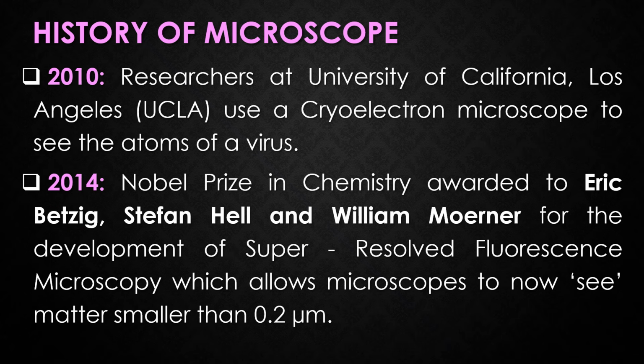Next, in 2010, researchers at the University of California, Los Angeles used a cryo-electron microscope to see the atoms of viruses. And finally, in 2014, the Nobel Prize in Chemistry was awarded to Eric Betzig, Stefan Hell, and William Moerner for the development of super-resolved fluorescence microscopy, which allows microscopes to now see matter smaller than 0.2 micrometer.